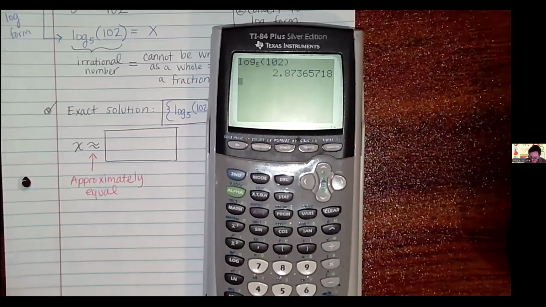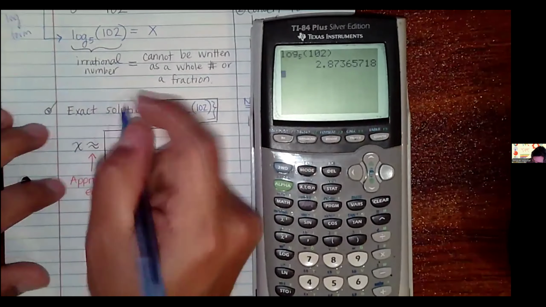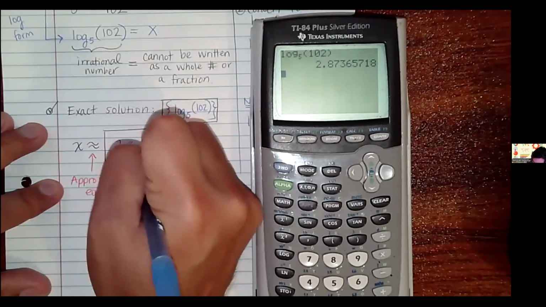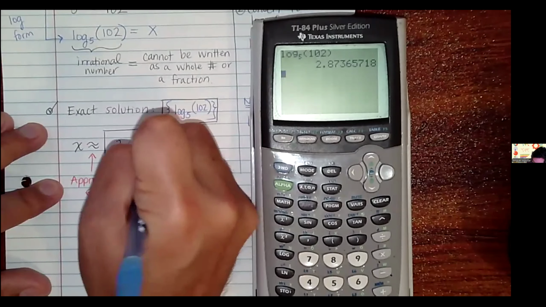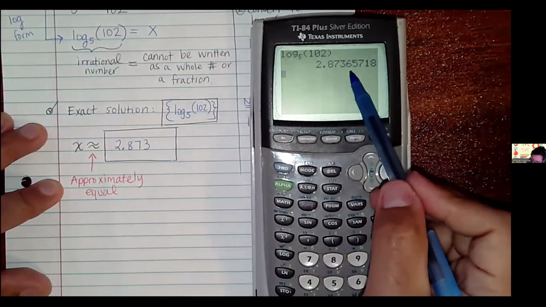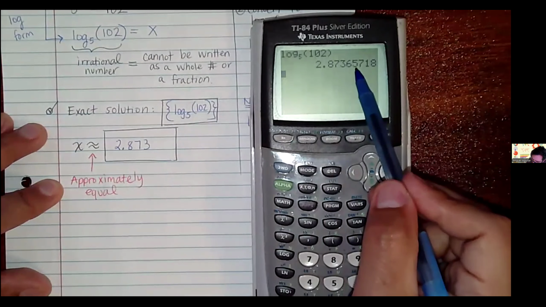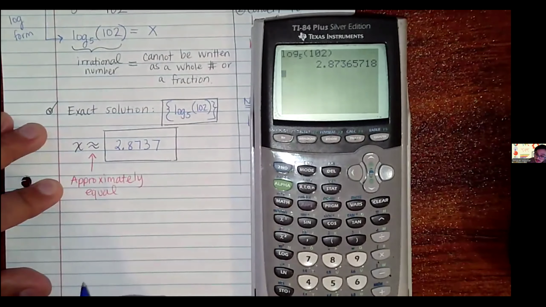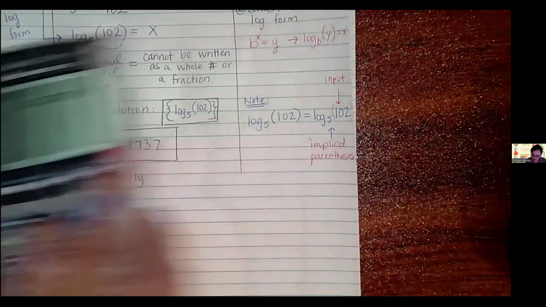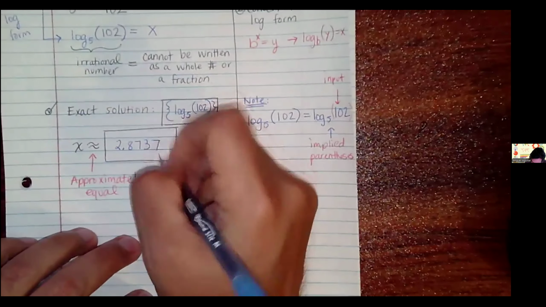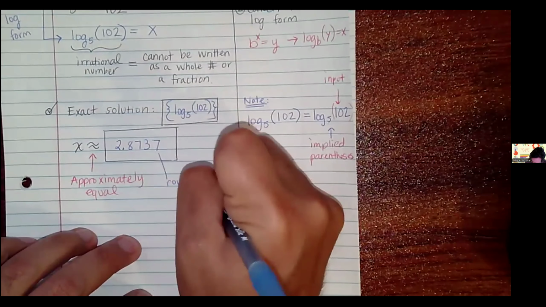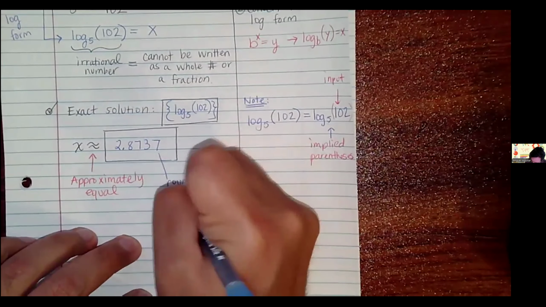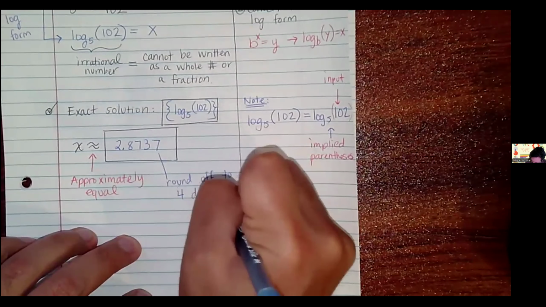2.1234. So I'm going to put this as 2.873, and then that 6 needs to round up because this neighbor on the right is a 5. So that needs to round up to 7. Okay. So we want to round off to 4 decimal places.